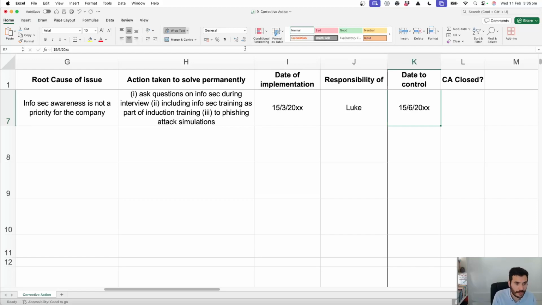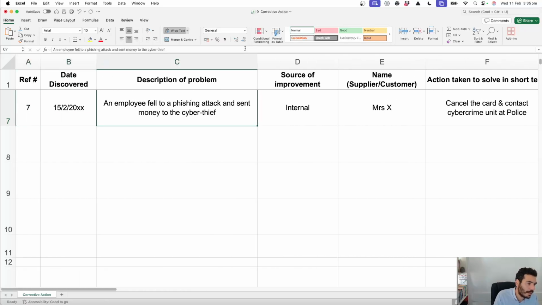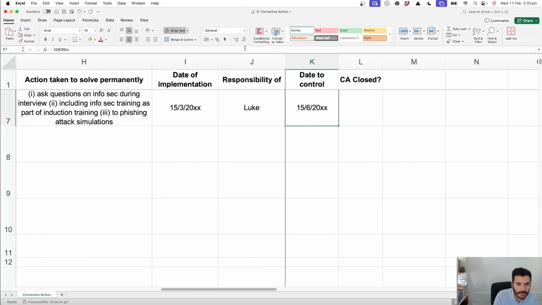And hopefully we're not, it needs to be 3 months since someone receives a phishing attack that is detailed enough for them to actually believe it. And if after 3 months, 2 months, 1 month pass from the date of the implementation and we notice that the problem didn't repeat itself, then we would be able to say that the corrective action has been closed.